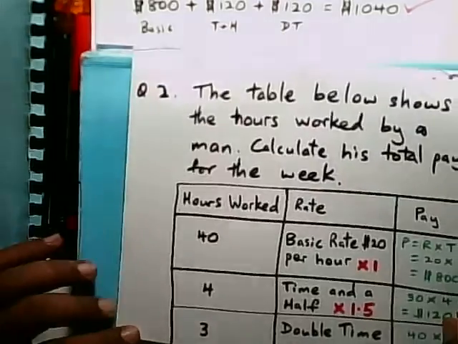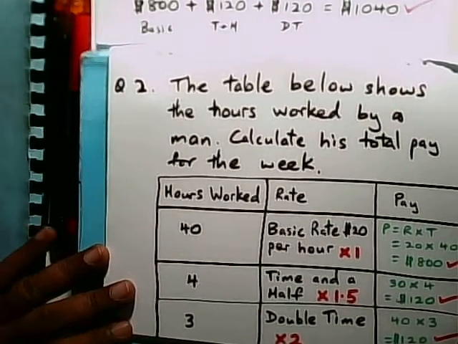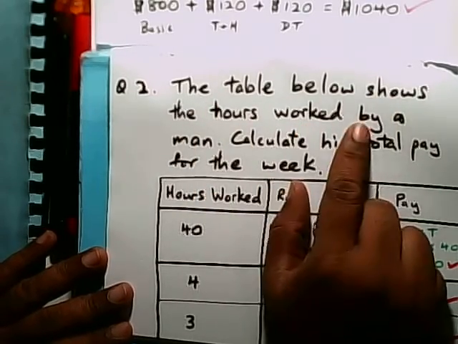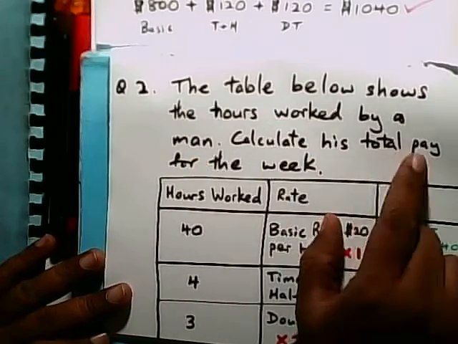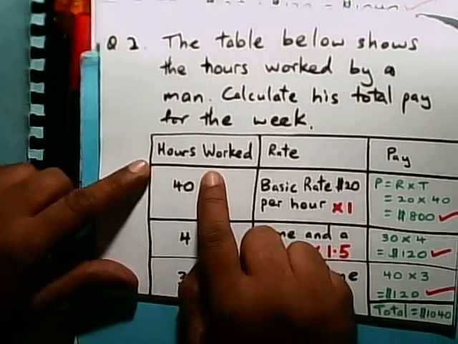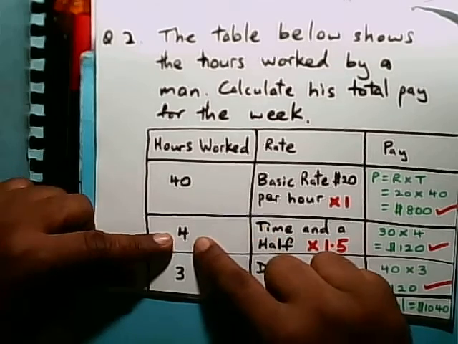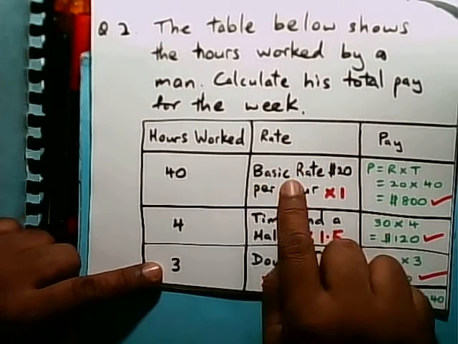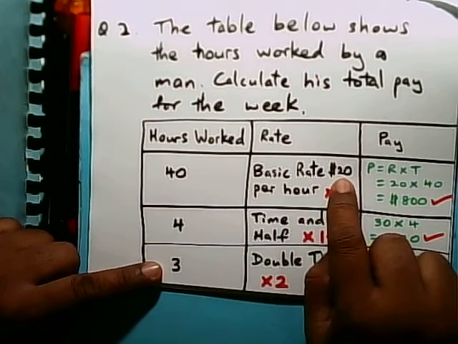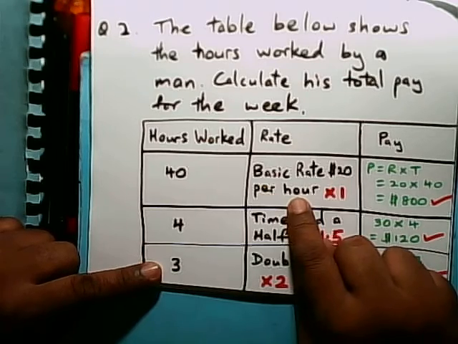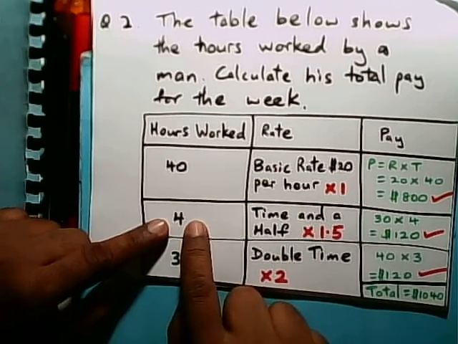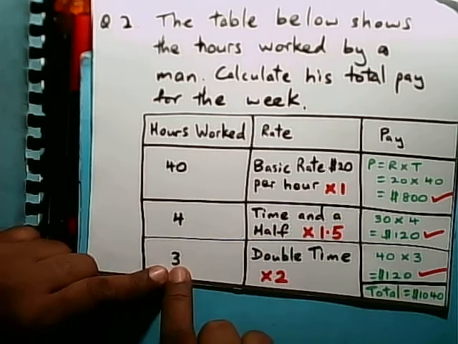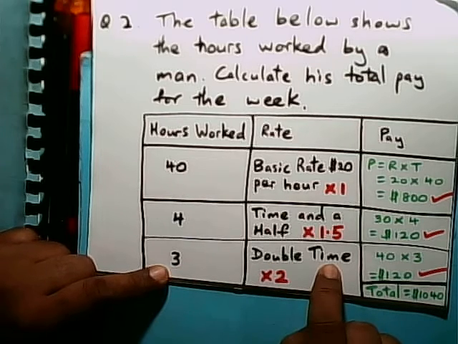Now that same sum could come to you in a table form such as this, and I'll explain. The table below shows the hours worked by a man. Calculate his total pay for the week. So the hours worked is 40 hours, then 4 hours, and then 3 hours. And the rate that he was getting paid, he had a basic rate of $20 per hour. But when he worked the extra 4 hours, he got paid at a rate of time and a half. And for the extra 3 hours after that, he got paid at double time.